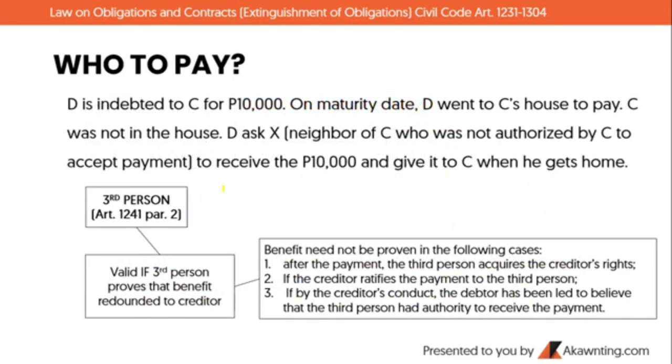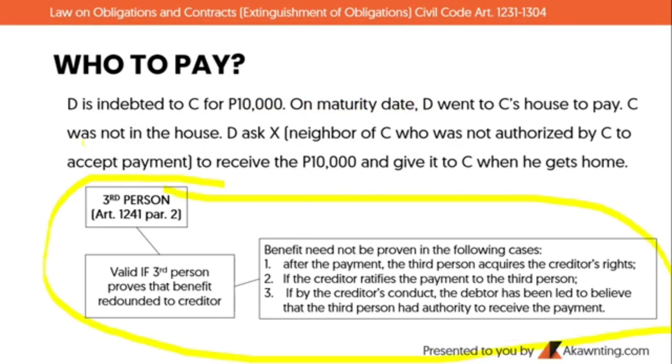Ito, kinumpleto natin ulit. This time, i-explain naman natin to. Actually, ganun pa rin. D is indebted to C for 10,000. On maturity date, D went to C's house to pay. C was not in the house. Okay, so hindi niya makita. Sayang naman ang pinagpunta niya kung wala siyang mapapala doon. So, ang nangyari, ginawa niya, D gave it to X, which is the neighbor of C, pero hindi authorized ni C to accept payment, to receive the 10,000 and give it later to C when C gets home. So ang tanong, is the payment by D to X a valid payment?